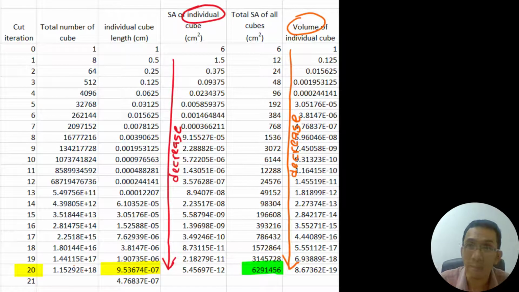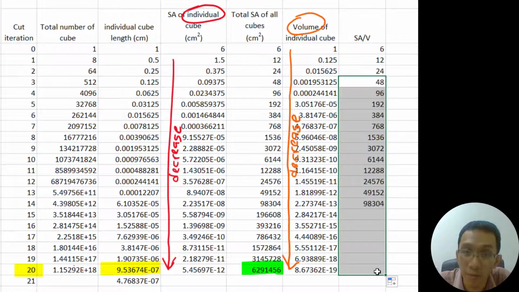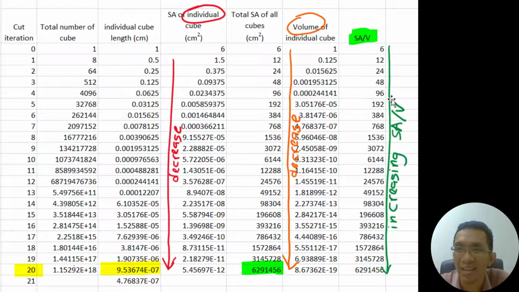Not necessarily, because if we divide surface area by the volume here, we will observe an increasing trend. As things get smaller, their surface area to volume ratio increases. Likewise, as things get bigger, their surface area to volume ratio decreases. Okay, calculation is one thing. You can see it from the calculation. But in real life, what is the implication of those?